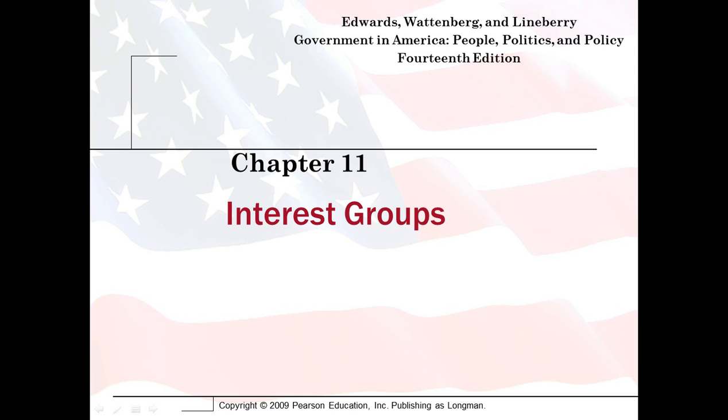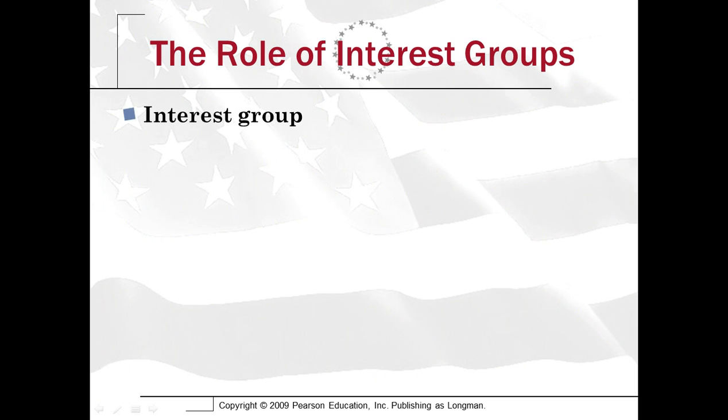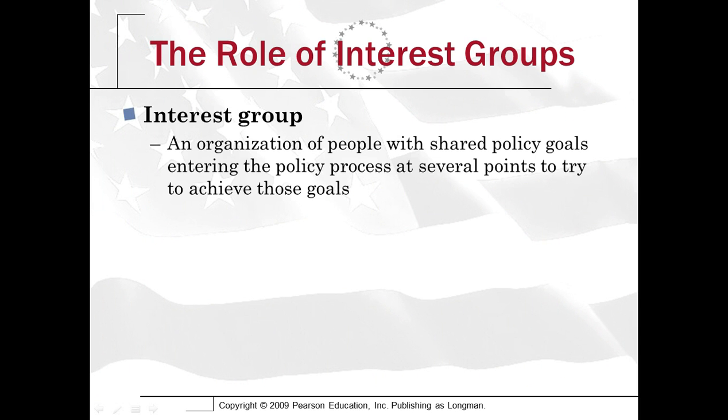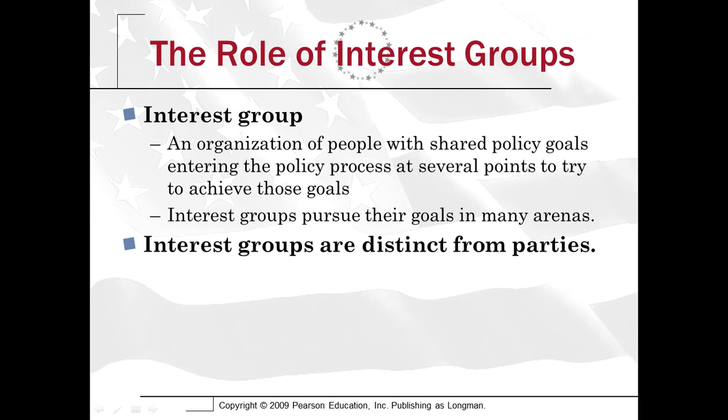Chapter 11 deals with interest groups. That's what we're going to talk about now. Now, an interest group is an organization of people with shared policy goals who attempt to influence what the government does. Interest groups pursue their goals in all types of different ways, and we'll talk about those today.